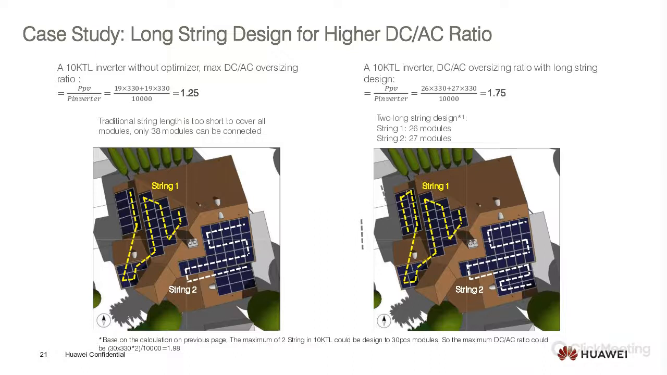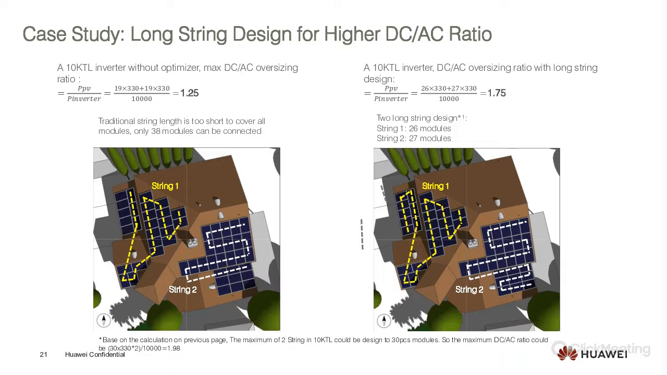So here are two different examples, a case study of a long string design for a higher DC to AC ratio. On the left-hand side, a 10 kTL inverter without optimizers, the max DC to AC ratio in terms of oversizing was around 1.25. So you've got two different strings, and with the 10 kTL you have two independent MPPTs. One will be connected on string 1 and the second would be connected on the second string.